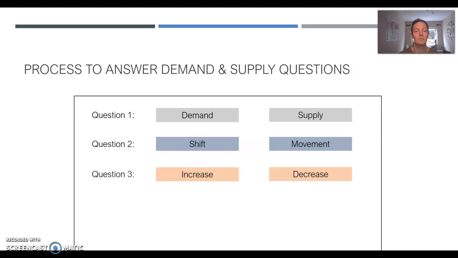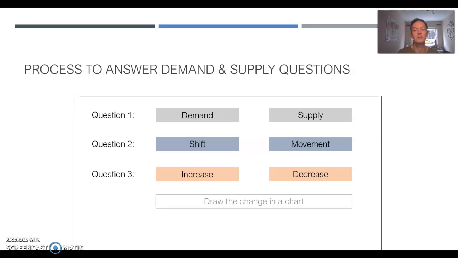And then our third question we ask ourselves is, okay, we figured out that it's demand or supply. We figured out if it's a shift or a movement. And then the third question we need to ask ourselves is, is this an increase or a decrease? So in the case of a shift, is demand or supply itself increasing or decreasing? Or if it's a movement along the curve, is it moving up or down the curve? Is quantity supplied or quantity demanded increasing or decreasing?